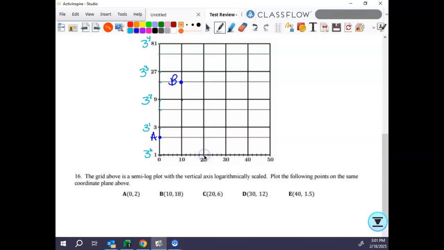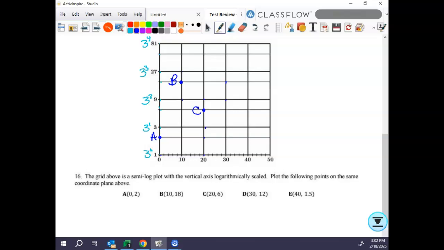C is 20, 6. So here's 20. This would be 1, 2, 3, and then 3, 6, 9. So 6 is right here. So that was C. Right, D is 30, 12. So here's 30. This is 3, 6, 9, then 9, 18. So 9 and 18 right there, right?